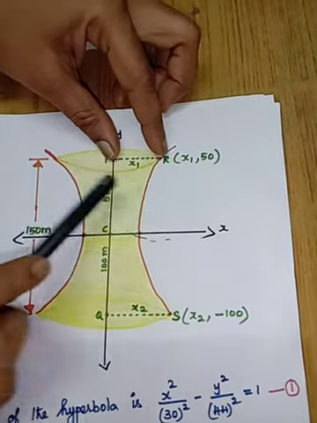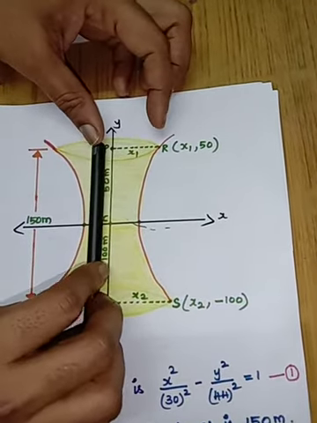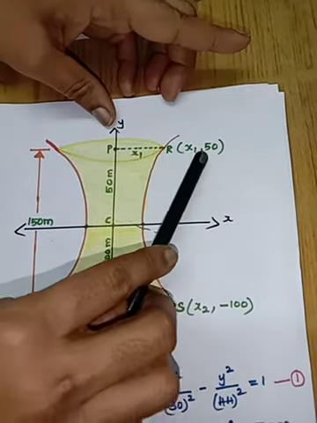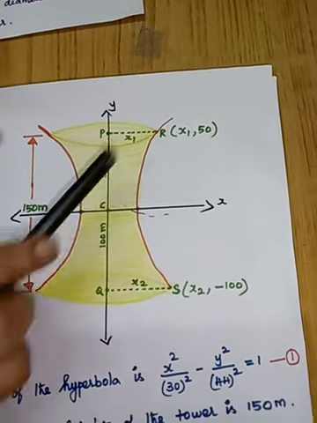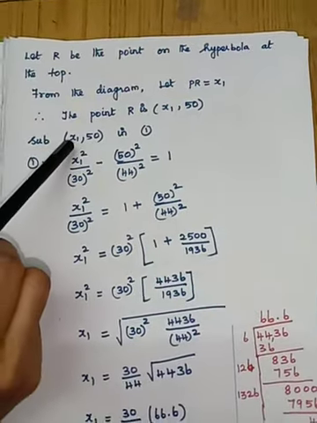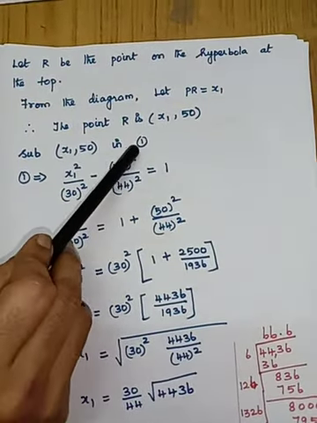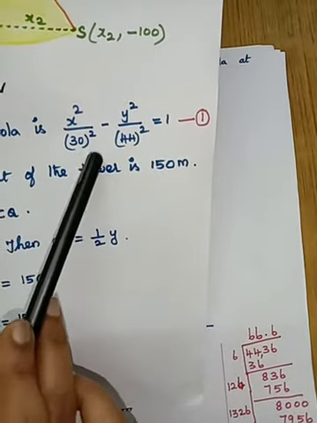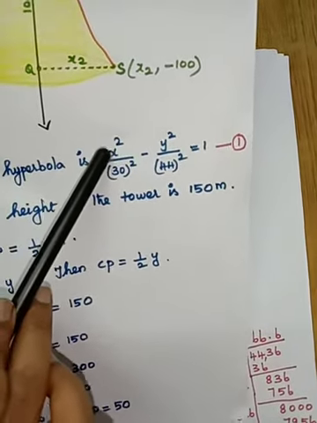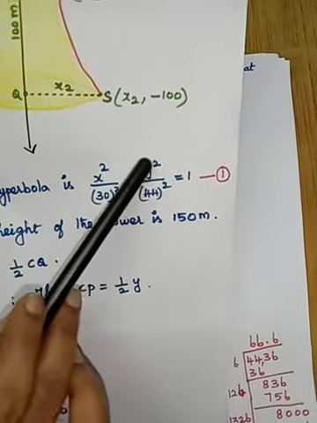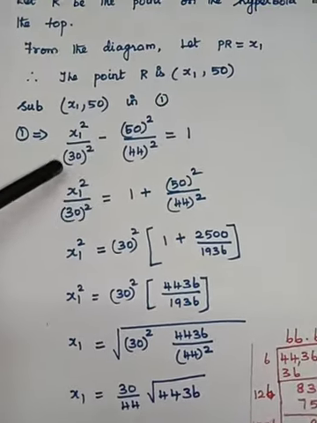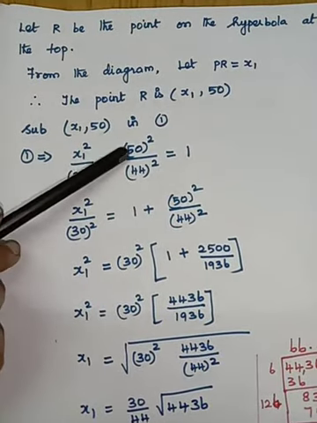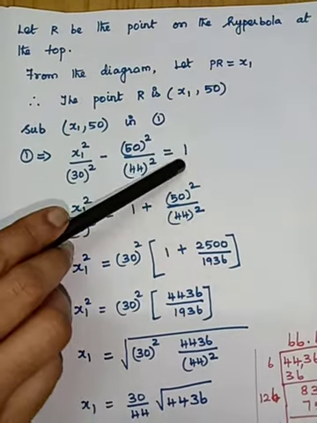And what is the vertical distance of R? It is nothing but CP. What is CP? It is 50. So R point is x1 comma 50. Where is R? It is on the hyperbola. So we have to substitute x1 comma 50 in equation 1. So in the place of x you have to substitute x1, in the place of y you have to substitute 50. So the equation will become x1 squared by 30 squared minus 50 squared by 44 squared is equal to 1.